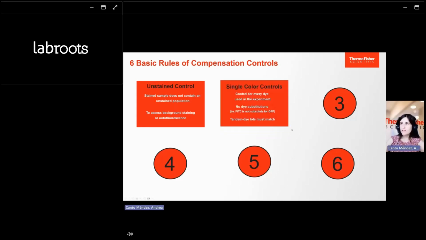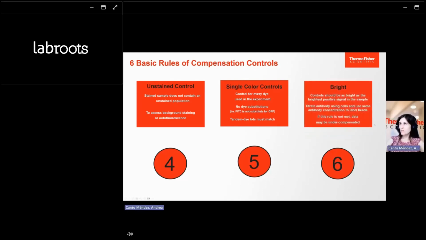Then the second rule is to always have single stain compensation controls. You will need a control for every dye that has been used in the experiment, and these dyes cannot be substituted for equivalent dyes. For example, if you are going to use GFP in your experiment, you need to use GFP for your controls. You cannot use FITC as a substitute, and also you cannot use FITC as a substitute for Alexa Fluor 488. Also, if you are using tandem dyes, the lots must match between the experiment and the compensation controls.